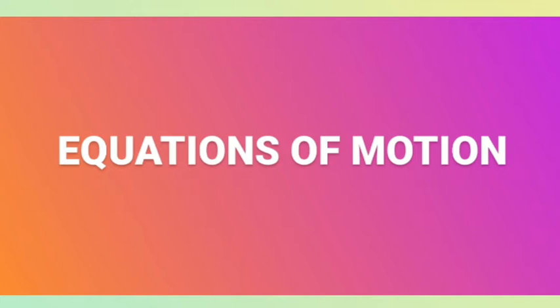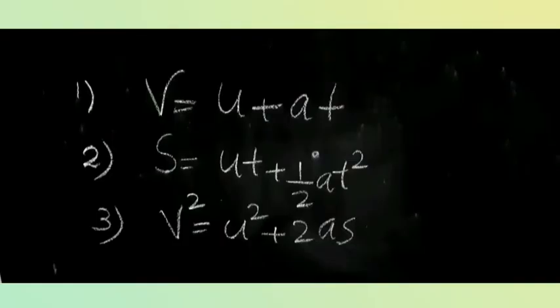There are three equations of motion. First one, v is equal to u plus at. Second one, s is equal to ut plus half at square. Third one, v square is equal to u square plus 2as. Here, u is initial velocity, v final velocity, a acceleration, s displacement, and t time.